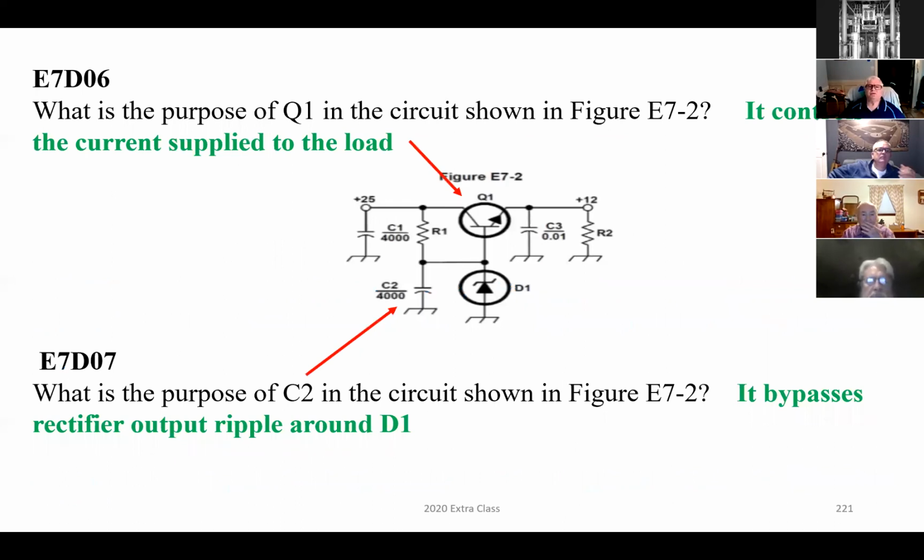Alrighty, what is the purpose of Q1 in the circuit shown in figure E7-2? It controls the current supplied to the load. Okay, and there again is your little drawing showing the schematic of what it incorporates. And they're basically also using that Zener diode to control the actual turn on and cut off of the Q1.